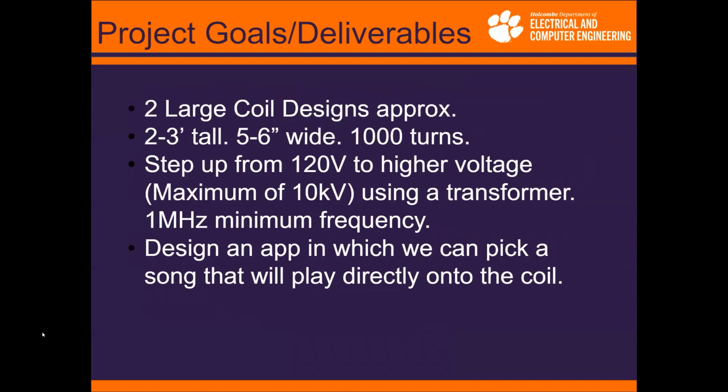Our goal was to build two large Tesla coils, approximately 2 to 3 feet tall, 5 to 6 inches wide, with around 1,000 turns. We were to step up from 120 volts to a higher voltage of a maximum of 10 kilovolts using a transformer, 1 megahertz minimum frequency, and design an app in which we can pick a song that will play directly onto the coil.